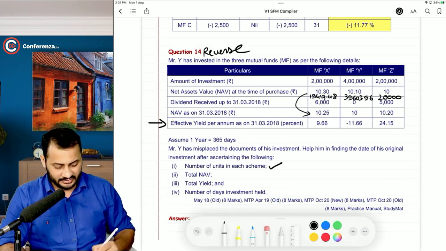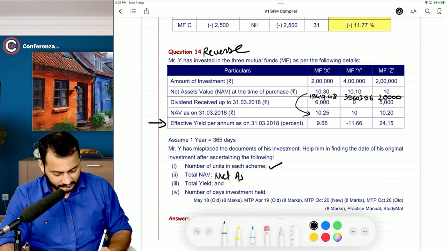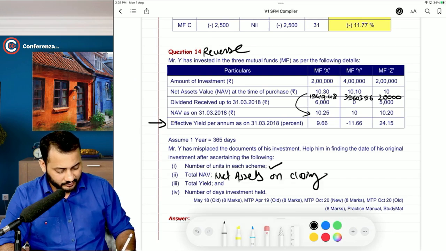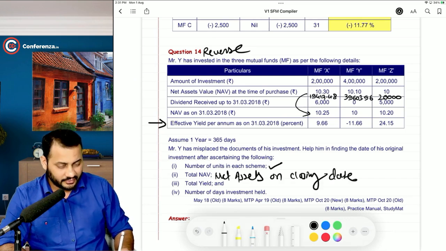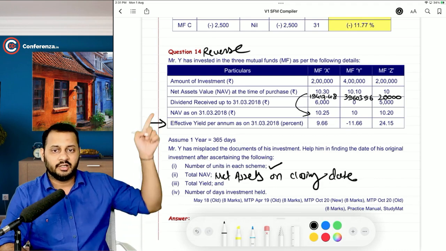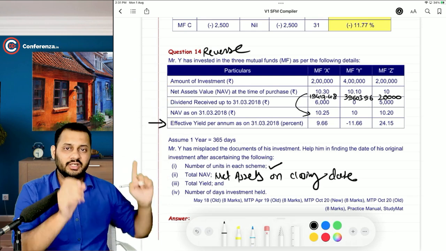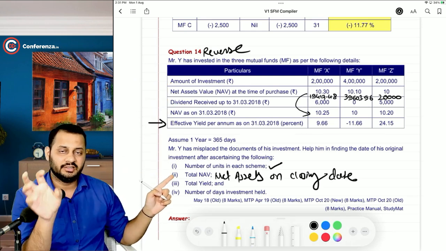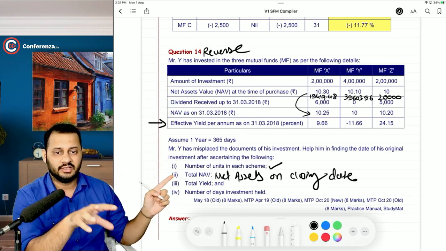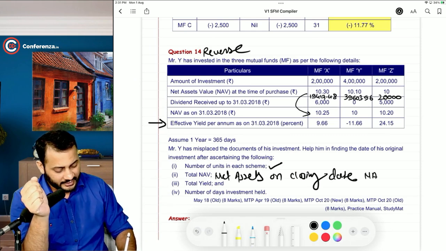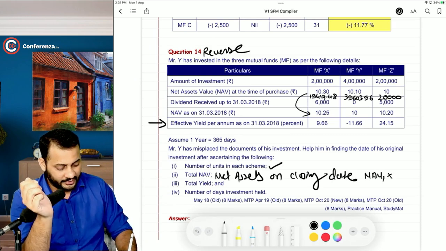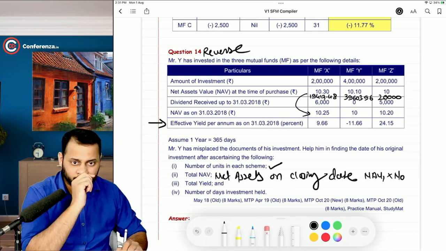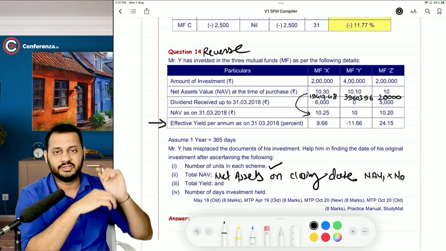Total NAV means the net assets on closing. Please write down. The meaning of this question is that everything else is given. Opening NAV is given, closing NAV is given, starting investment is given. The only thing which is not given in the net assets is the closing net assets, which can be easily calculated as NAV1, the closing NAV, into the number of units that you have purchased in the beginning, N0.